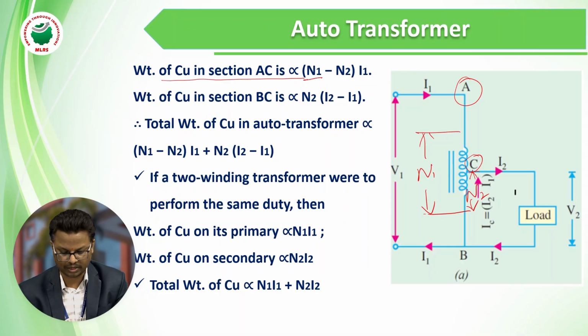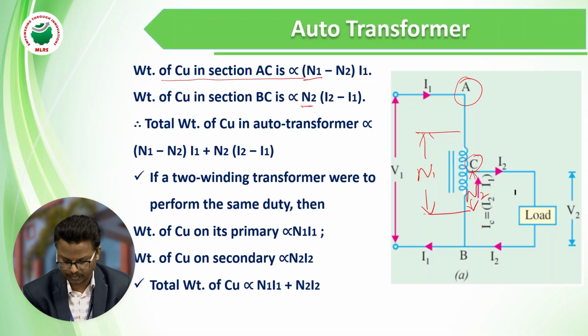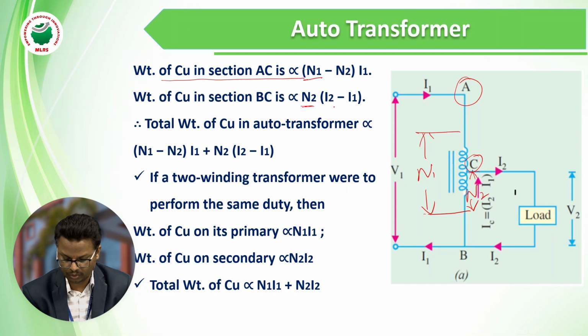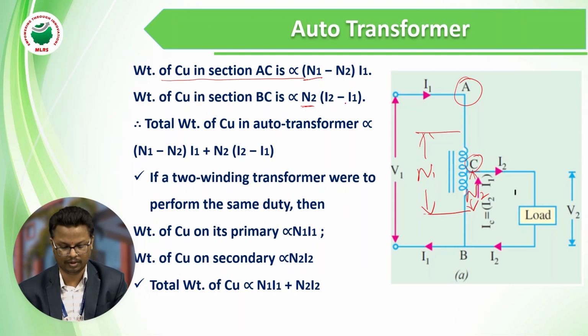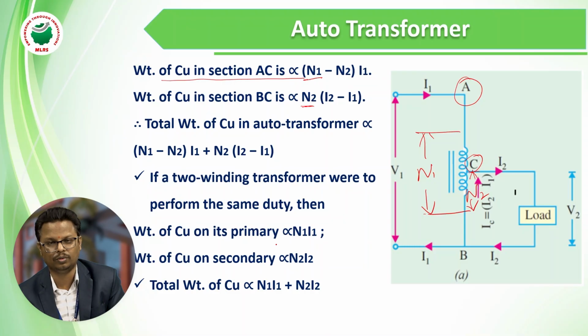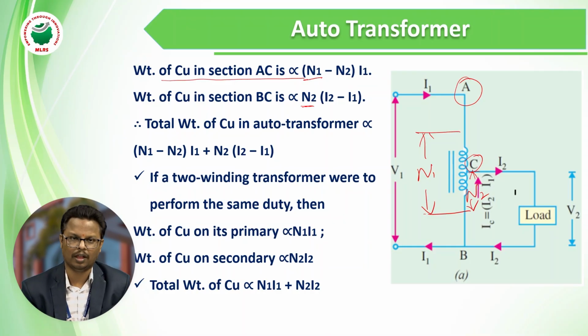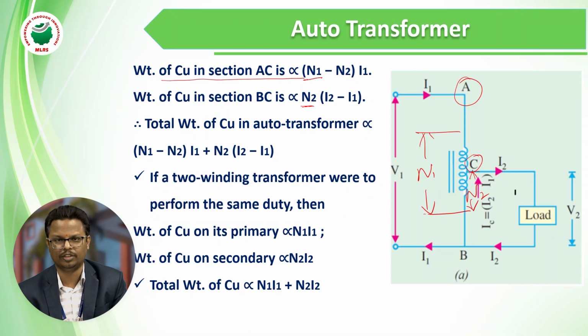The weight of copper in the section BC: in BC, the number of turns is N2. Now in this winding, the flowing current is I2 minus I1. In the section AC, the weight of the copper is (N1 minus N2) into I1. The copper weight of the BC section is N2 into (I2 minus I1). So now we know the weight of the AC section and the BC section.